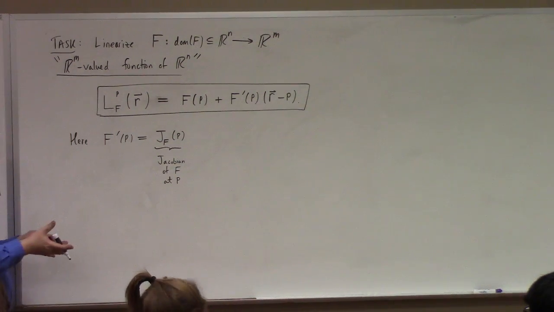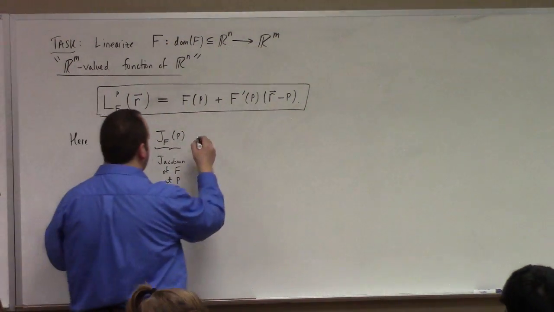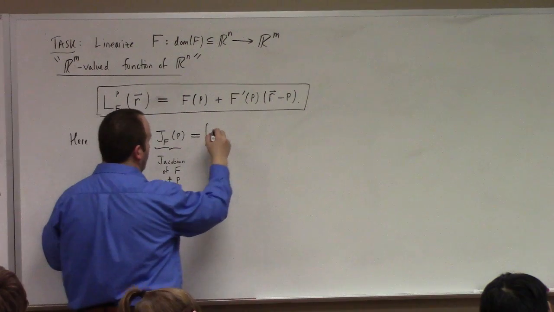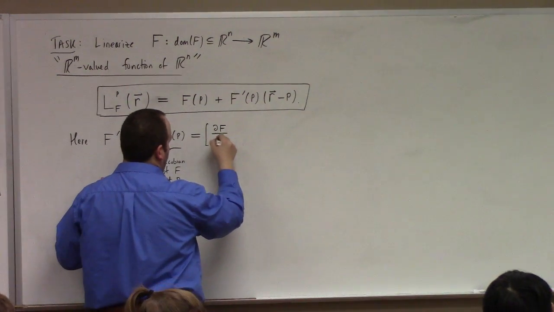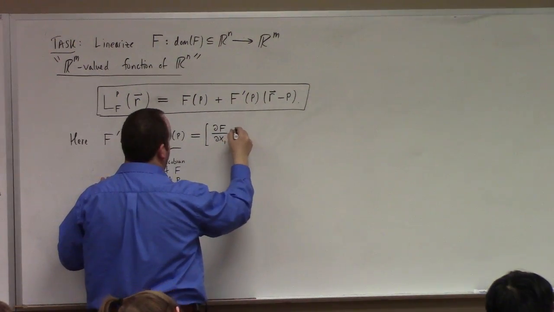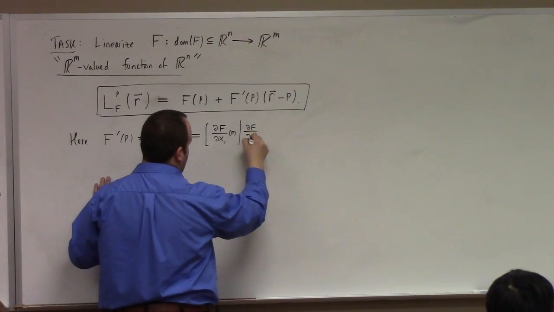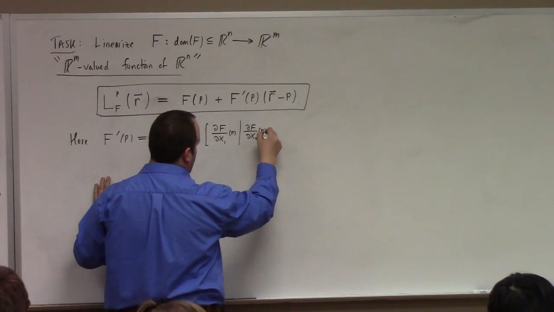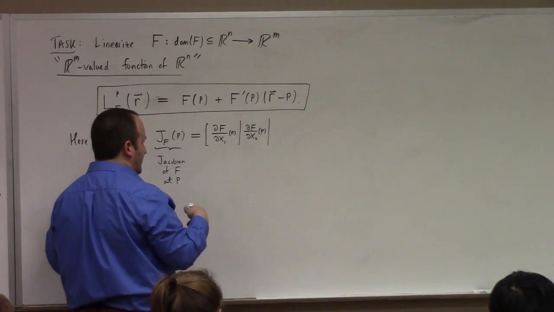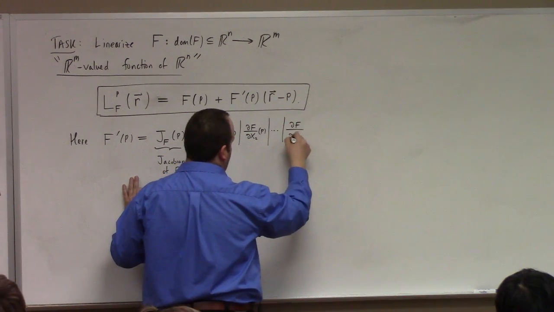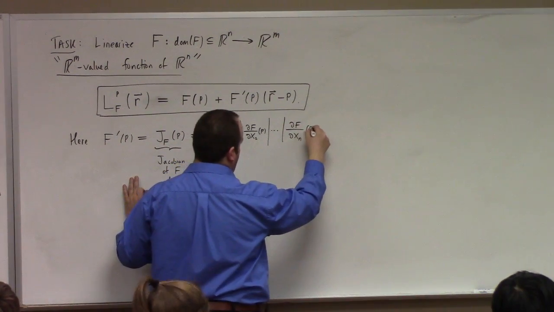Let me be more specific. How do you calculate that? So one way you can calculate that is partial f, partial x1 at the point P, and then partial f, partial x2 at the point P. Sorry, this at the point P stuff drags me down. Partial f, partial xn at the point P.